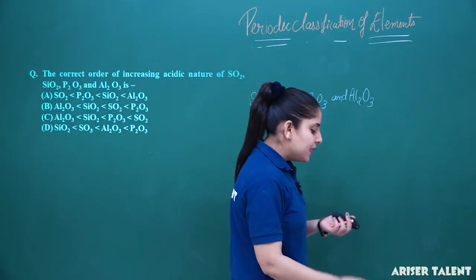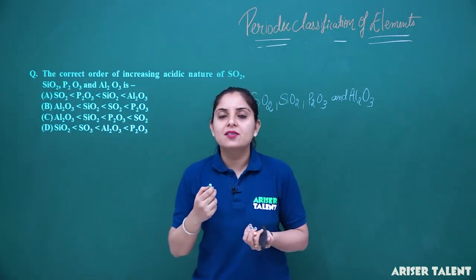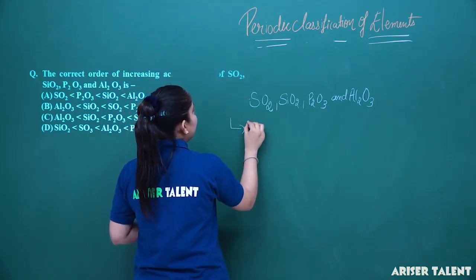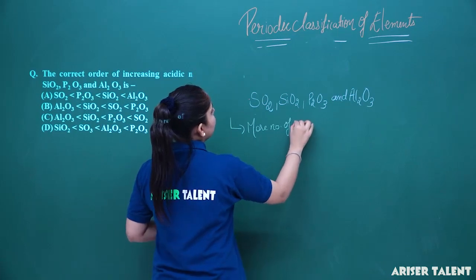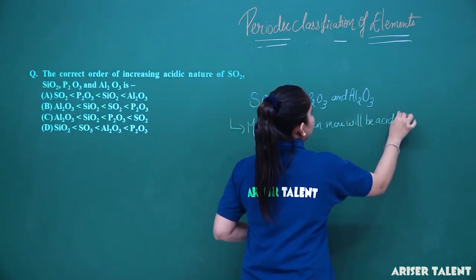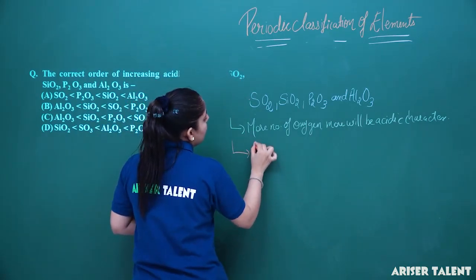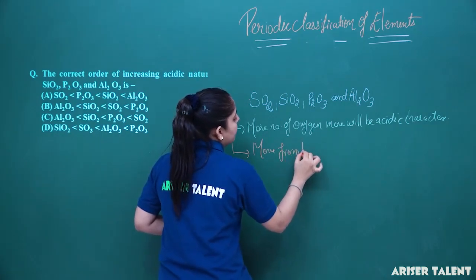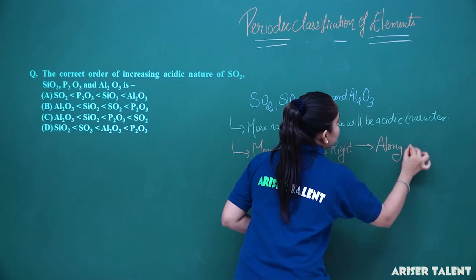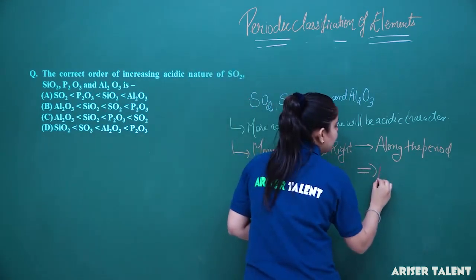Now, how can we determine the acidic strength of a compound? Acidic strength of a compound is basically determined by the number of oxygen atoms: the more oxygen atoms, the more the acidic strength. And secondly, in moving from left to right in the periodic table, acidic strength is going to increase. So we can write here: more number of oxygen, more will be the acidic character. One property is this, but it is for similar elements. And the second property is, as we move from left to right in the periodic table, along the period, the acidic character is going to increase. So acidic character will increase.